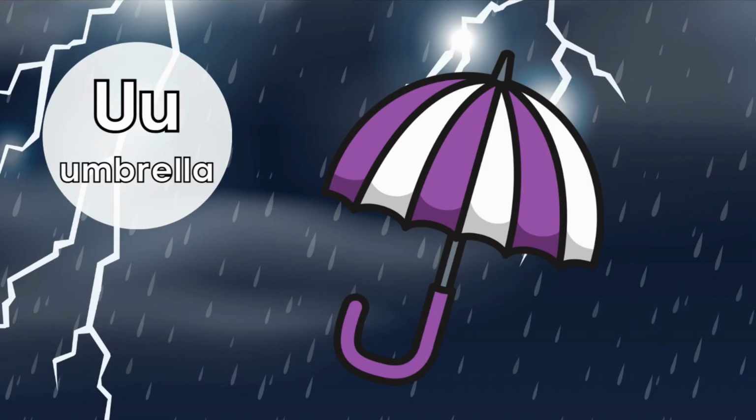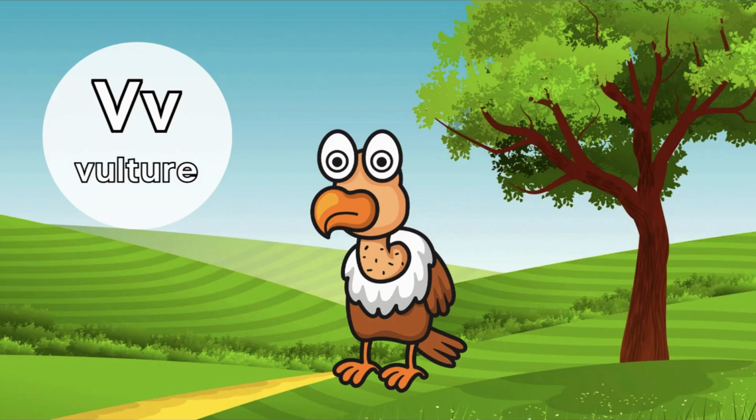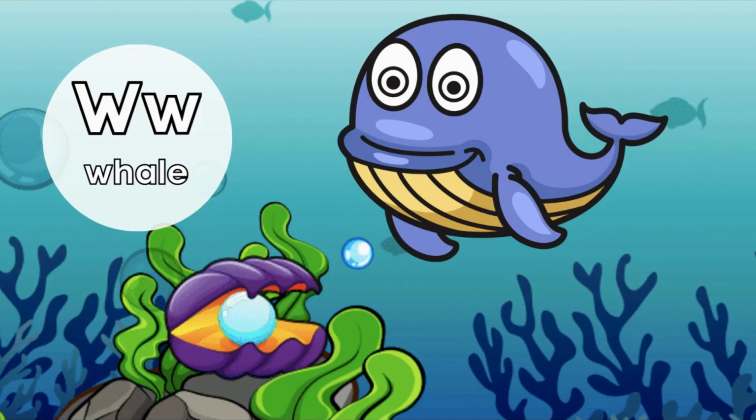U. U for umbrella. V. V for vulture. W. W for whale.